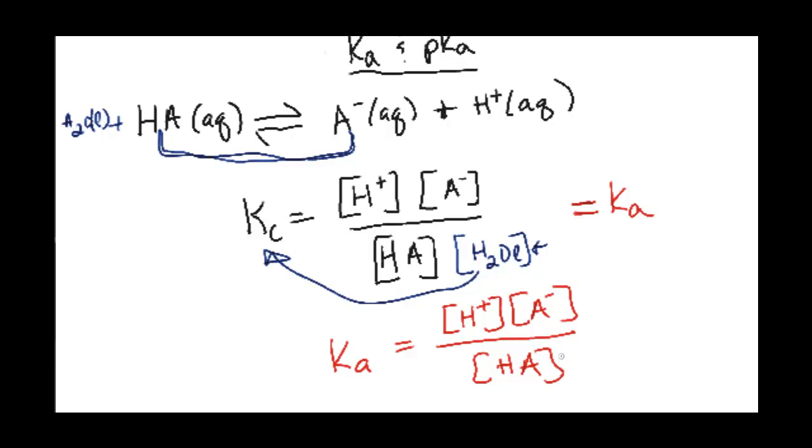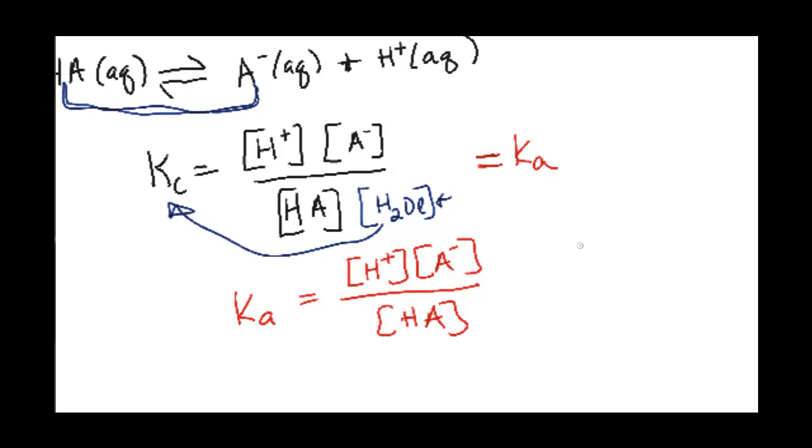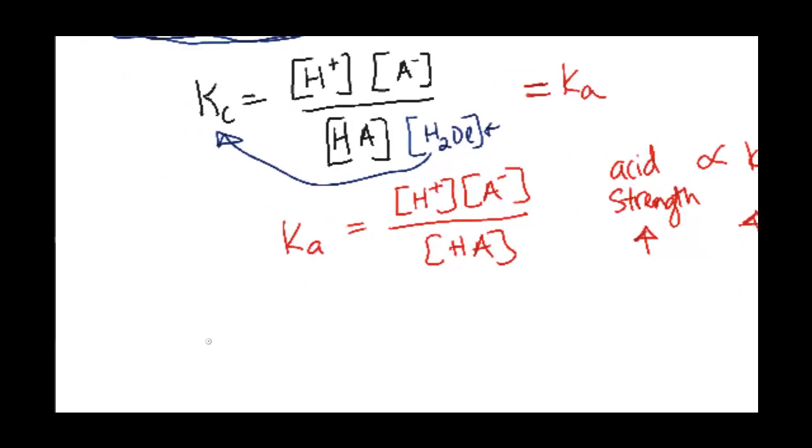acid at equilibrium. So there is a proportional strength relationship between acid strength and Ka. This is simply proportional to, and that means as one goes up, the other one goes up, and vice versa. Then there's also something called the pKa. If you take the negative log of the Ka, you get the pKa.